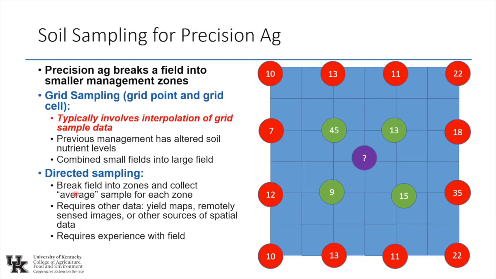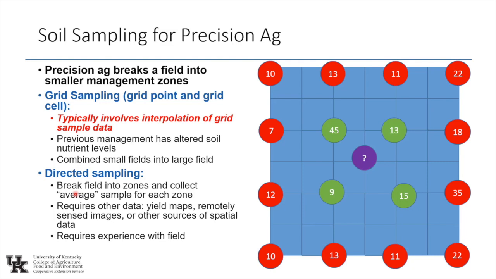Precision ag attempts to break a field into smaller management zones. I think most precision ag uses grid sampling. There's two types of grid sampling: grid point, and I think this is the most common method used, but also grid cell. And so typically we're going to interpolate grid point data.